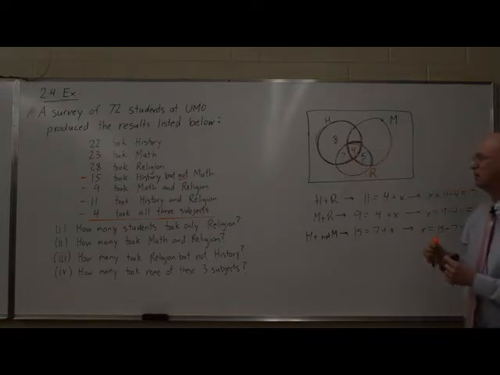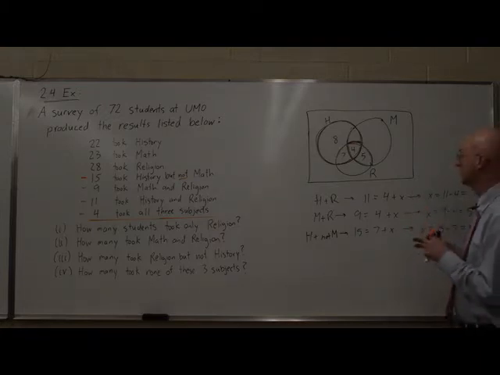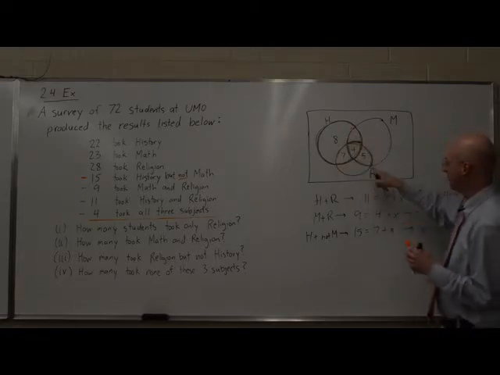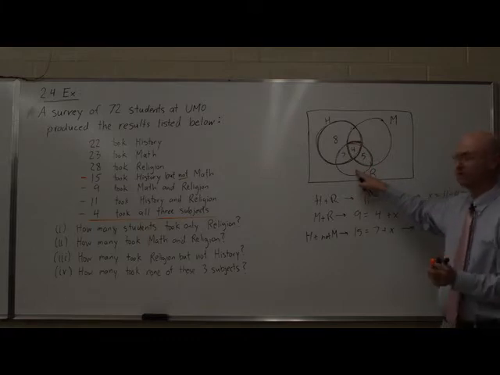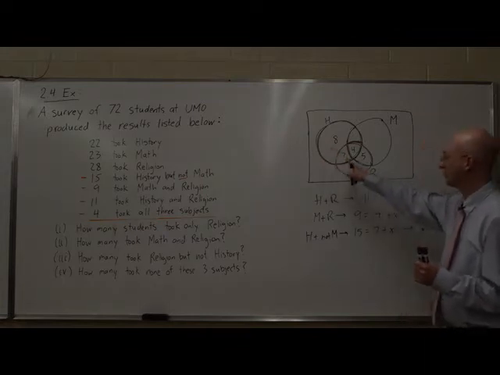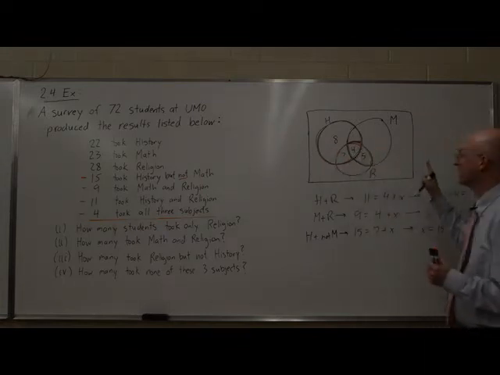What you want to do is start with one of the ones that only has one blank left. It doesn't matter which one, actually. History only has one blank left, so I could finish that one off. Or religion only has one blank left, so I could finish that one off. So let's start with finishing off the history circle, since that one only has one blank.